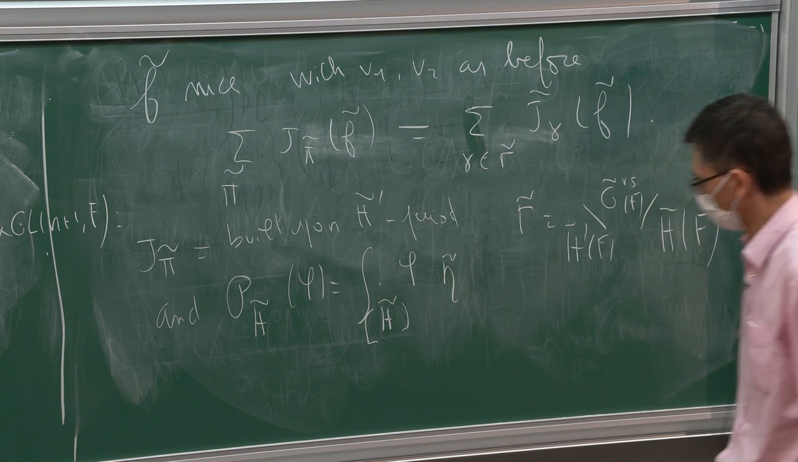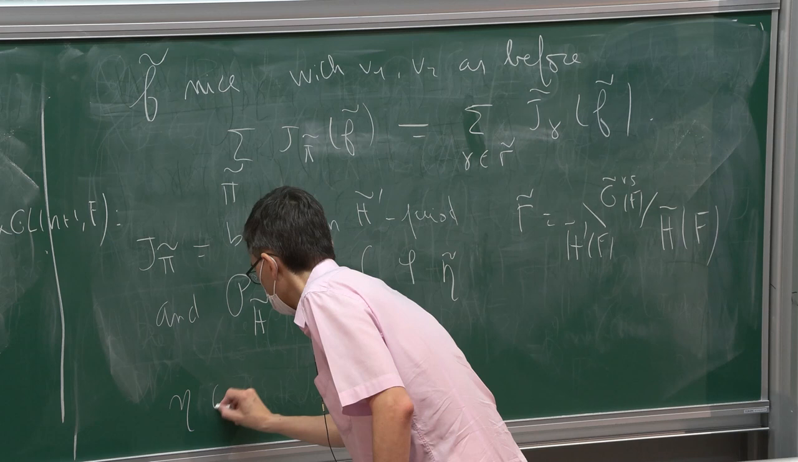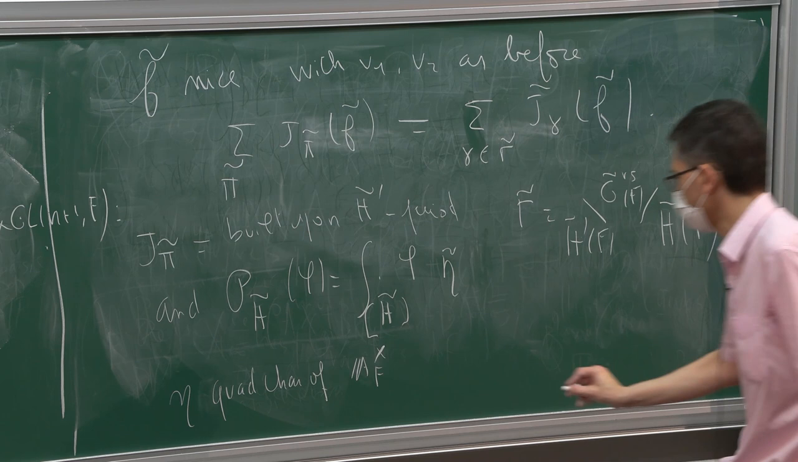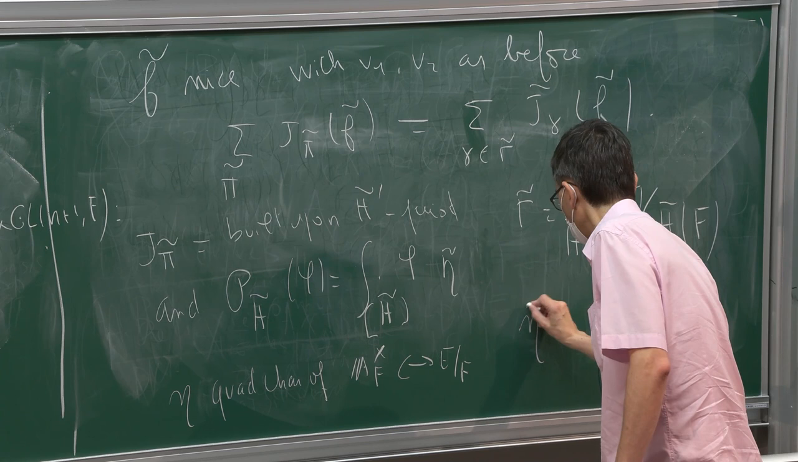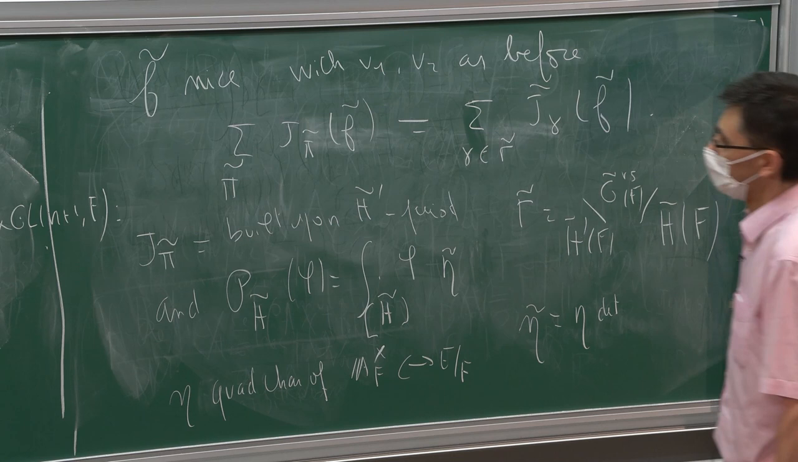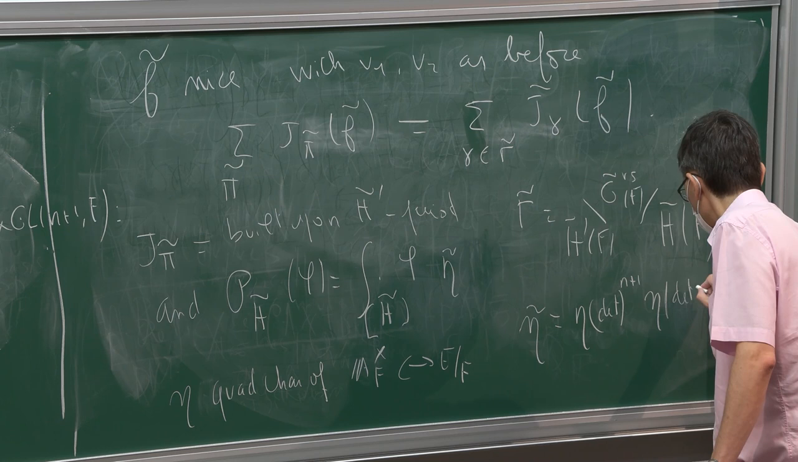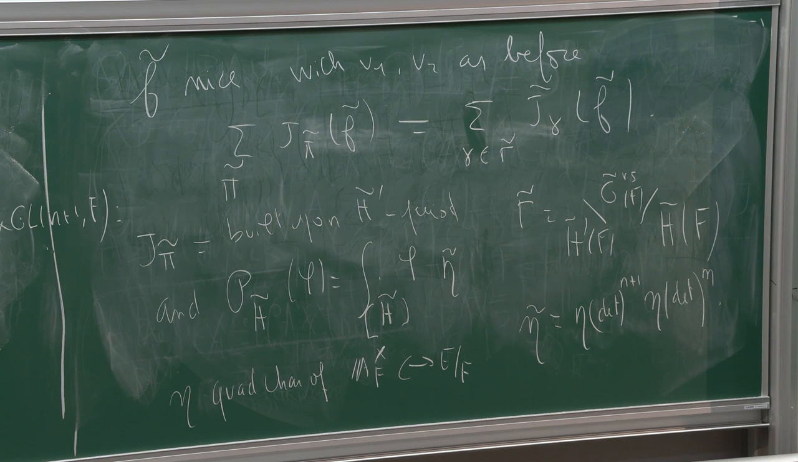So here I have a quadratic character of the adele of F attached by class field theory to E over F, and N tilde is essentially on each component. So we have the determinant on each component, but I have to put an exponent depending on the rank of the group. Okay, so we have such a character.